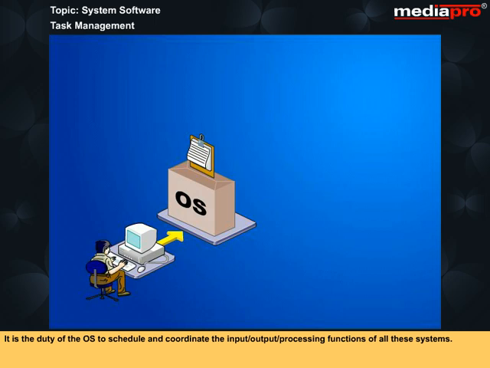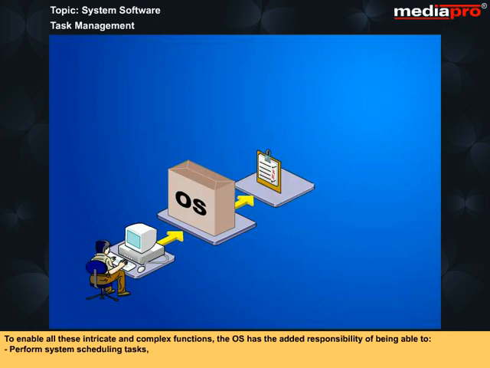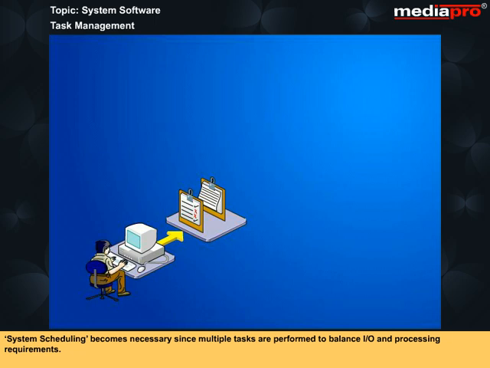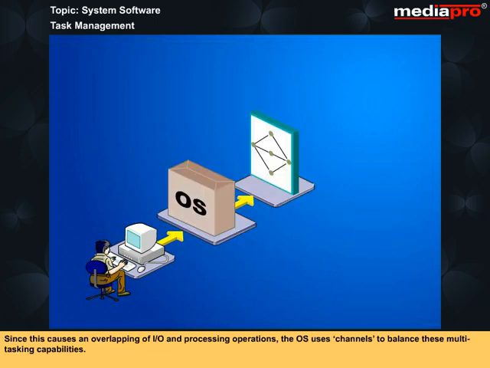all these systems. To enable all these intricate and complex functions, the OS has the added responsibility of being able to perform system scheduling tasks, handle system interruptions, and monitor system status and supply appropriate messages to people. System scheduling becomes necessary since multiple tasks are performed to balance input-output and processing requirements. Since this causes an overlapping of input-output and processing operations, the OS uses channels to balance these multitasking capabilities.